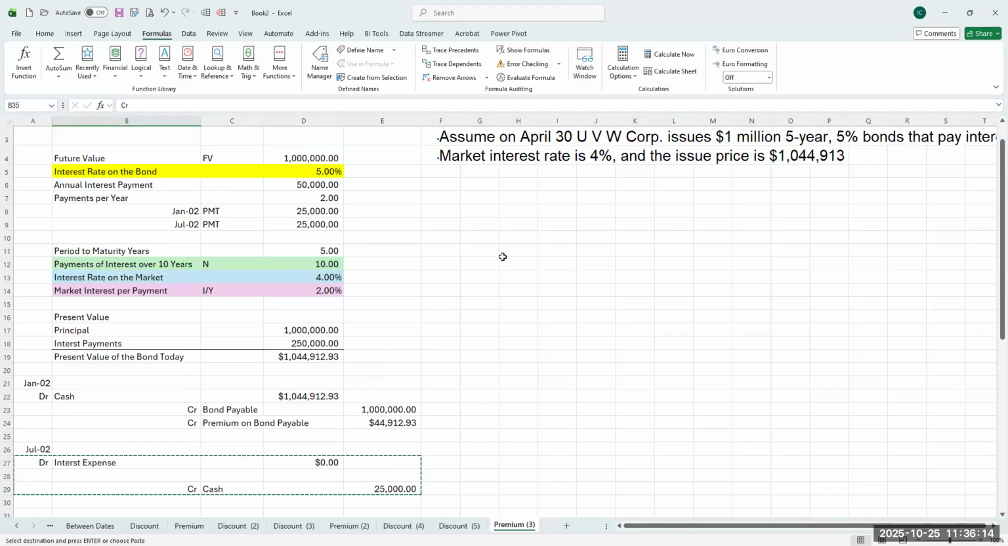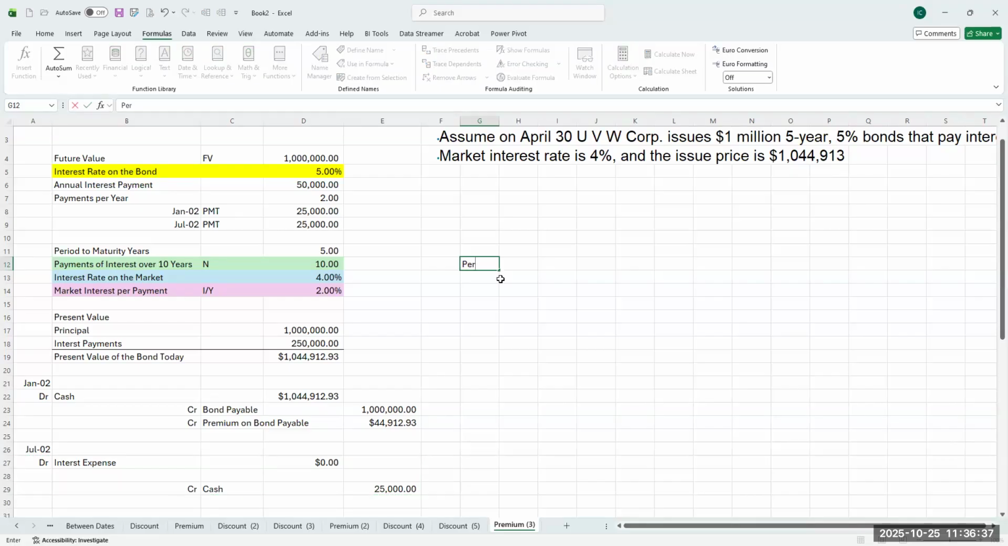Okay, now we have to start working on our schedule to amortize this premium and bring it down to 0, and bring the balance of the cash that we get on the bonds down to 1 million. How are we going to do this? The same thing. First one will be the periods, the number of the periods. Again, we start with 0, 1, 2, all the way down to 10, since we have 10 payments.